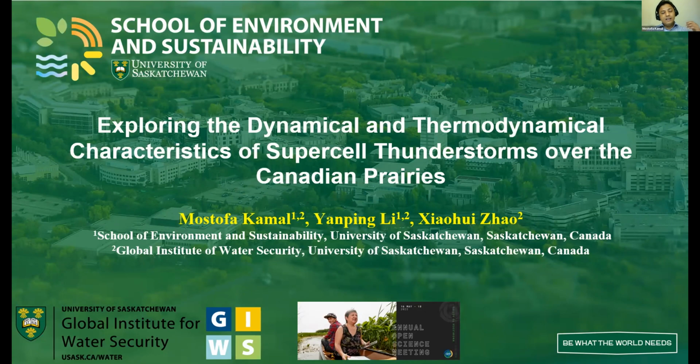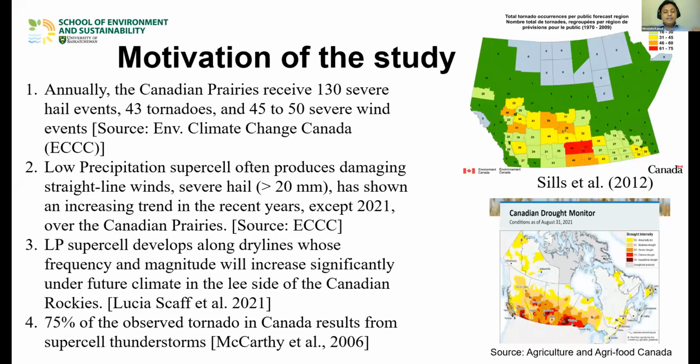So this is the type of storm I have been studying, and I'm trying to understand the dynamical and thermodynamical characteristics of these types of thunderstorms, which are called supercell thunderstorms. This kind of thunderstorm is really infamous for producing tornadoes, hurricane force wind, and ping pong ball size hail. Every year, on average, the Canadian Prairies receive 130 severe hail events, 43 tornadoes, and 45 to 50 severe wind events. And most of them are triggered by severe thunderstorms.